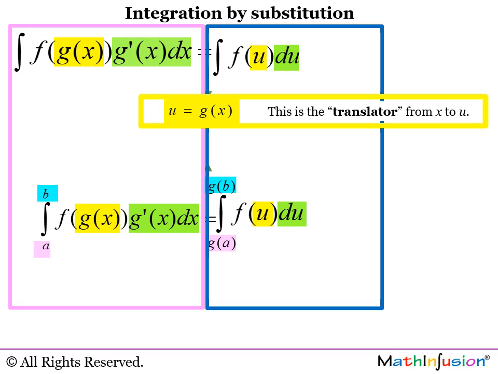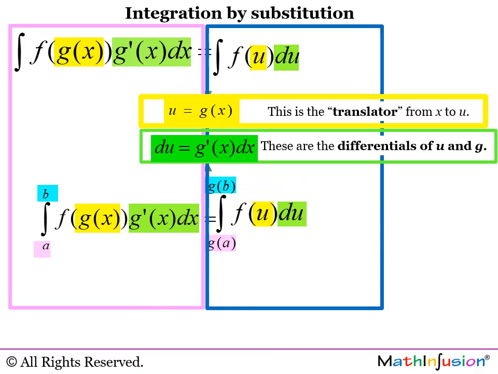So again, u equals g of x is a translator from x to u. And I want to recall again that du and g prime of x dx are the differentials of u and g of x. It's very, very common for people not to write the dx, but this is an important part of doing any integration and also integration by substitution.